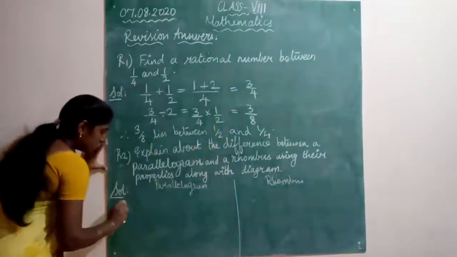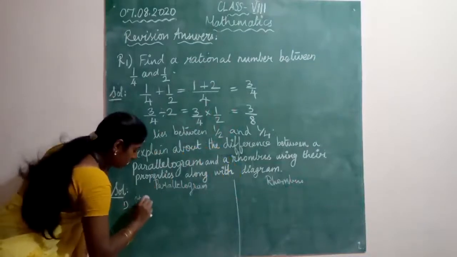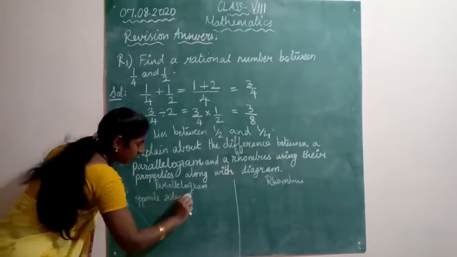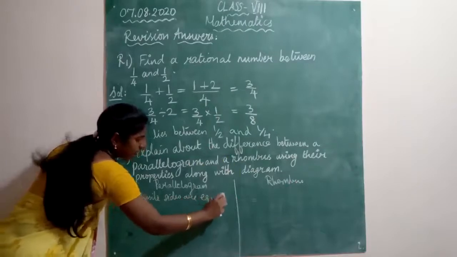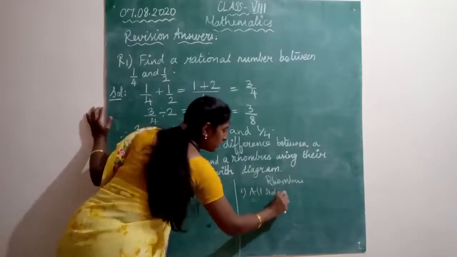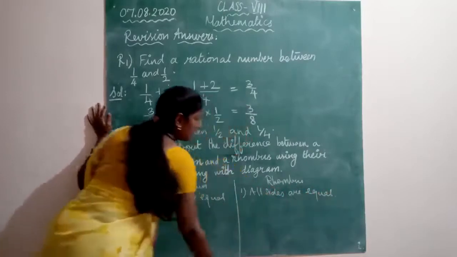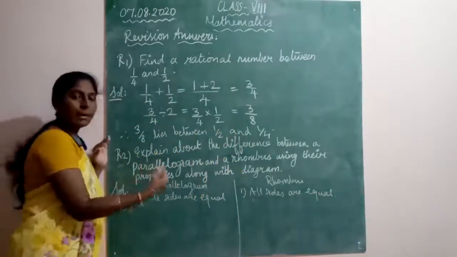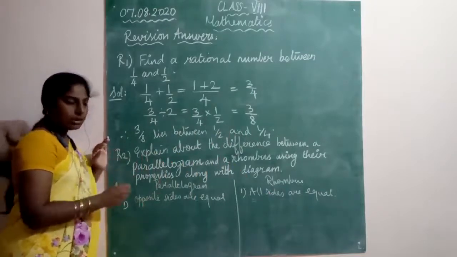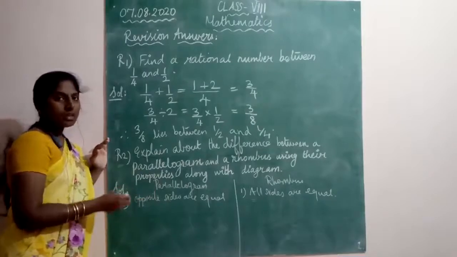The first property: for a parallelogram, opposite sides are equal. And for a rhombus, all sides are equal, like a square. Okay, all sides are equal. And for both parallelogram and rhombus, opposite angles are equal. Remember, for both, opposite angles are equal.